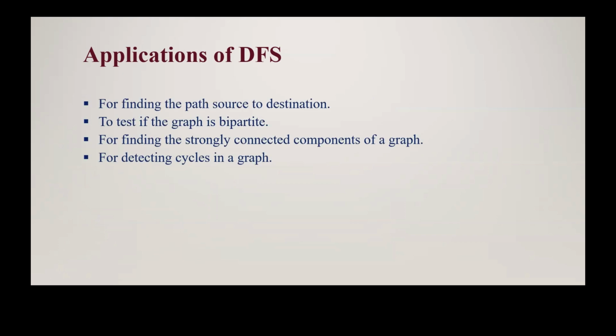Next, where can we use depth first search? For finding the path from source to destination: if we go for the DFS algorithm, then we can know the path from the source to the destination node. To test if a graph is bipartite or not, for finding strongly connected components in a graph, or for detecting a cycle inside the graph. If the node is visited twice, it means we found that a cycle is present.